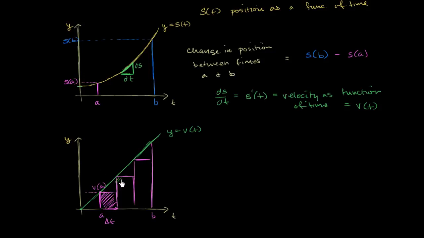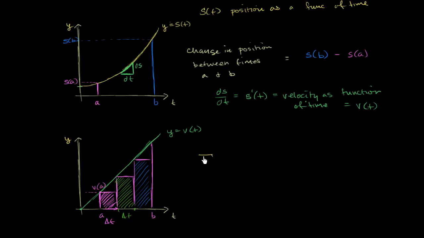Then the area of this rectangle is another approximation for your change in position over the next delta t. And then this right over here is an approximation for your change in position for the next delta t. So if you really wanted to figure out your change in position between a and b, you might want to just do a Riemann sum if you wanted to approximate it.